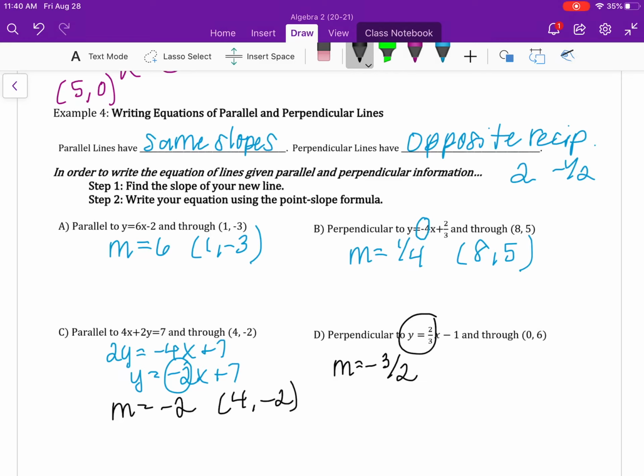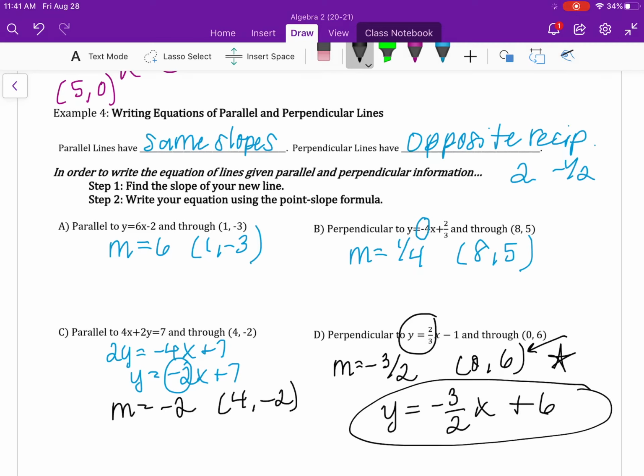Last one, if it's perpendicular to this one, it's going to be negative 3/2. That's my slope. And through the point (0, 6). Now look at this. Did you notice that this is secretly a y-intercept? So this one's pretty easy. You just do y equals 3/2x plus 6. For the rest of these, we're going to put it in point-slope form.